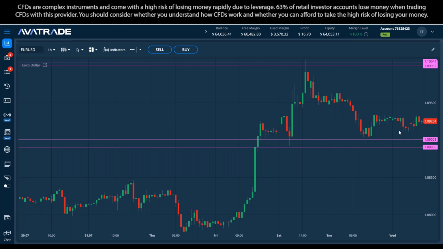From a fundamental perspective, horrible numbers out of the US on Friday, increased expectation of decreased interest rates coming in the US. These are all reasons for the USD to be weak, fundamentally speaking. So those two things, fundamentals and technicals, are in alignment here in a trade like this.